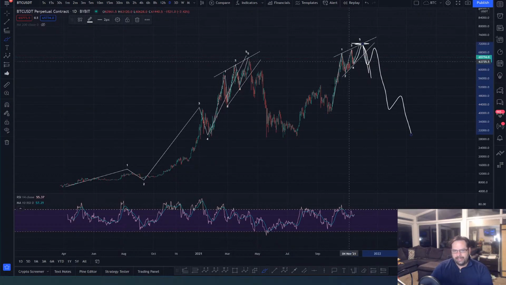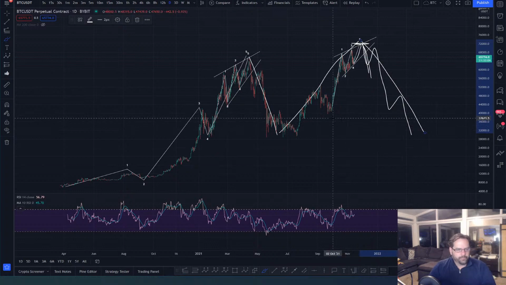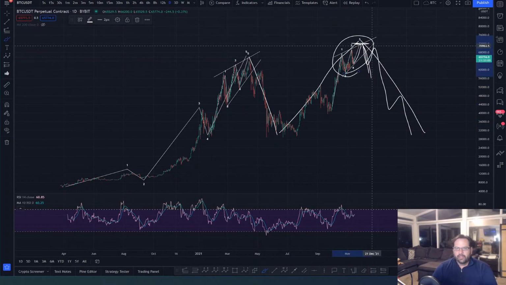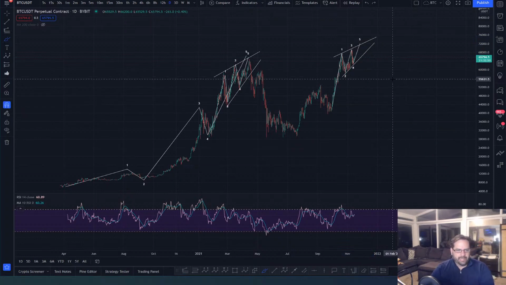Which in this case, again, that's when we would say, hey, that big expanded flat is working. So if this is an ending diagonal, we could break the high still and still come down, but my counts as I shared earlier would be incorrect. So that was what I meant when I said, hey, we could still go down.